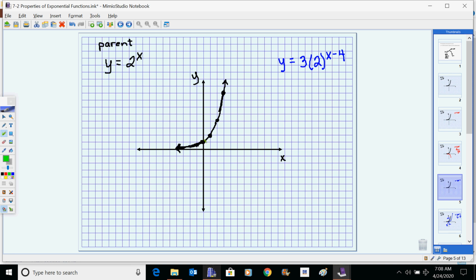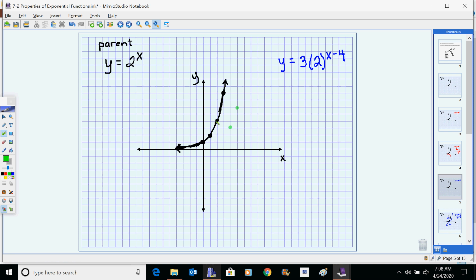1, 2, 3 times 1 is 3. And then that 4 moves it 4 to the right. 1, 2, 3, 4. This value right here is a 2. Multiply it by 3. 2 times 3 is 6. So that would take us up to here, but then we need to move it right 4. 1, 2, 3, 4.